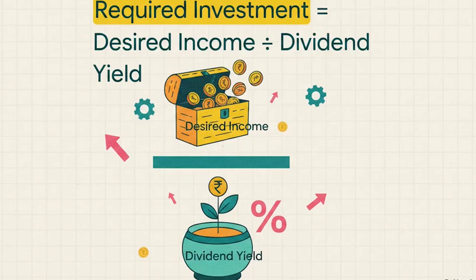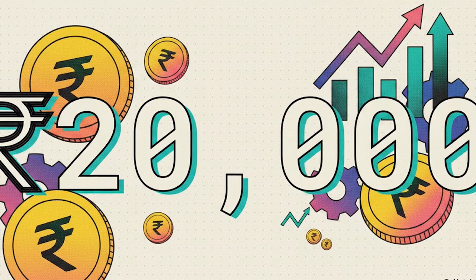Now, what's really cool is how we can use that yield. Check this out. Here's the formula that's going to unlock our answer. The investment you need is simply your desired income divided by the dividend yield. This little formula is the main tool we're going to use to find our magic number. So let's start plugging in the numbers.